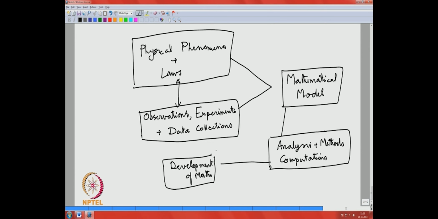And once you do the analysis and methods of computations, your model may not be very perfect. This will also help you. This is a two-way street. If the model does not predict properly using the analysis, use the analysis and mathematics here to improve it, do further experiments, maybe further data collection, and improve your mathematical model. So you come here again. There is a circle between these things, you understand.